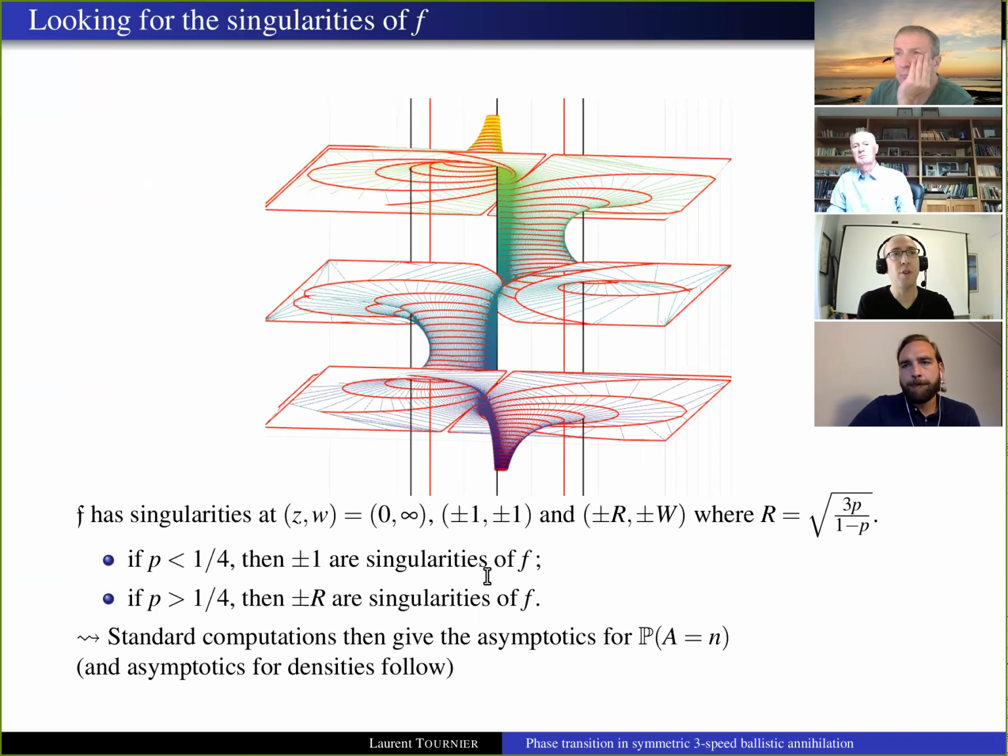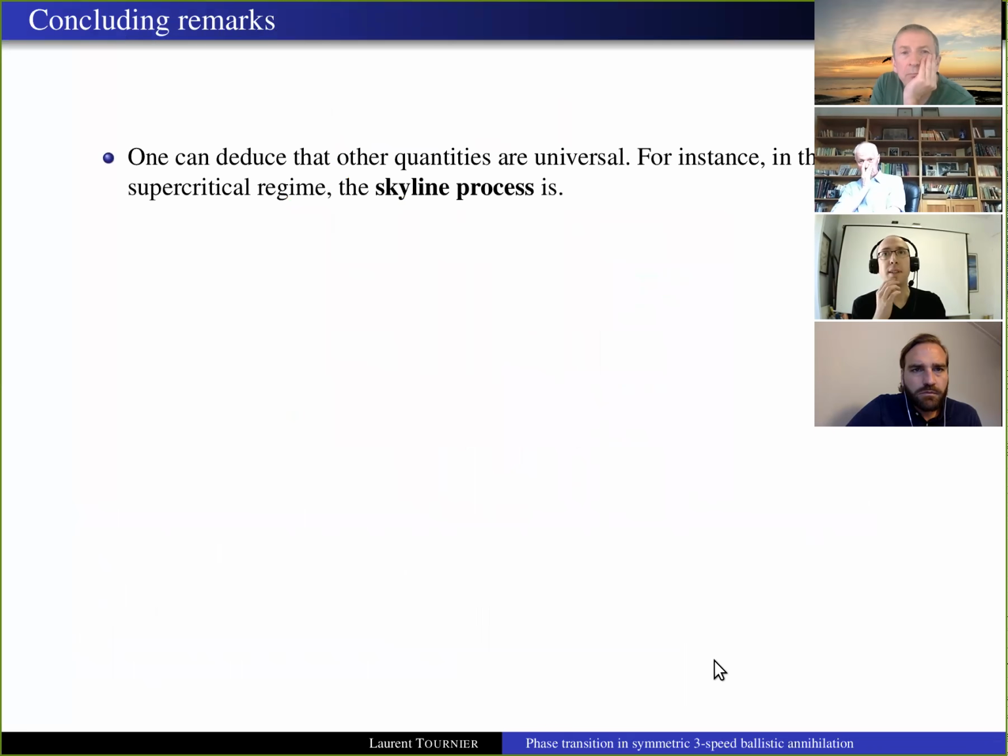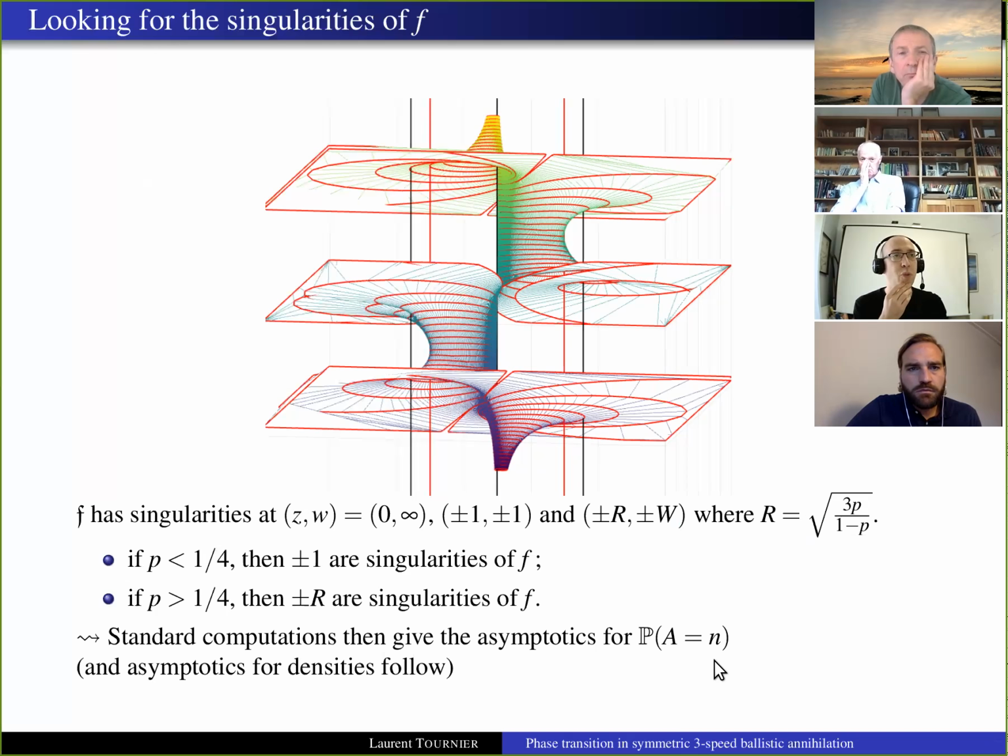From this, you get asymptotics for the probability that A equals n, and therefore for the densities, because A equals n means that 0 is hit by the nth particle, so it means that it has survived until the nth particle, which more or less means that it survived up to time n if the interdistances are of order 1. So you can relate then the asymptotics of the law of A to asymptotics for the density. All right. So this is what I wanted to present.